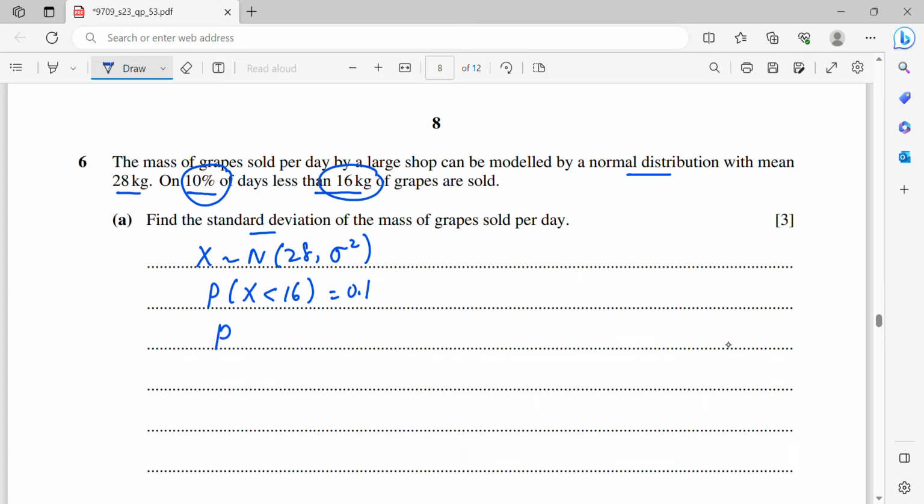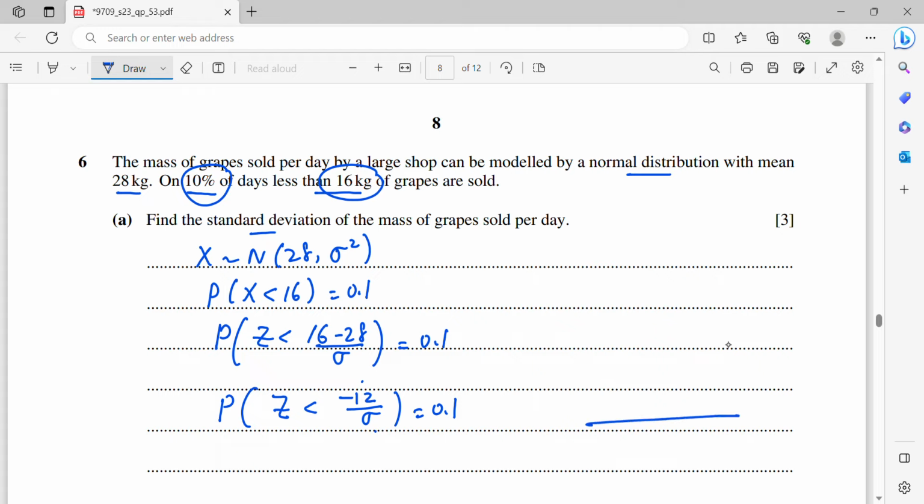Then now I have to standardize it. You will get 16 minus 28 over sigma, which is 0.1. And then when you count the value, 16 minus 28 is basically negative 12. Okay, we know that sigma is always positive. Standard deviation cannot be negative. Then now, this is a negative value because of negative 12 in the numerator. That means my critical line is on the left hand side. Obviously, it is negative value. So the probability of less than this critical line is 0.1. That means here is 0.1.